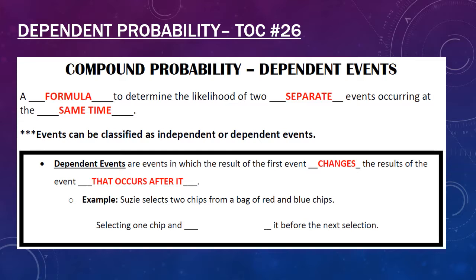So if you look at the example below, it says Susie selects 2 chips from a bag of red and blue chips. She selects 1 chip and does not replace it. So without replacement are the key words with dependent probability, because you're not putting back what you took out. When you don't put it back, the number in the bag or the bucket is less because you took one out. So again, it's selecting 1 chip and not replacing it before you do your next selection.